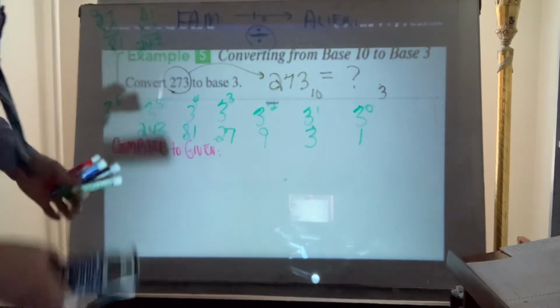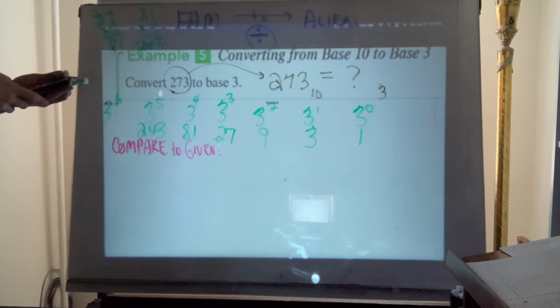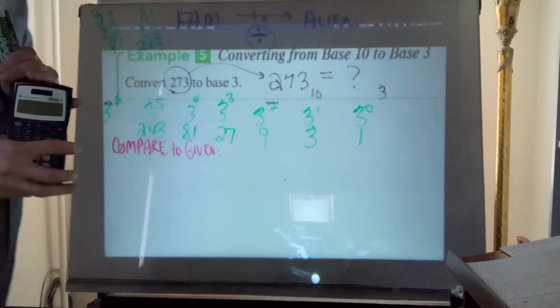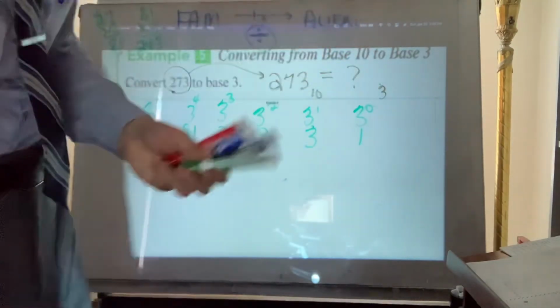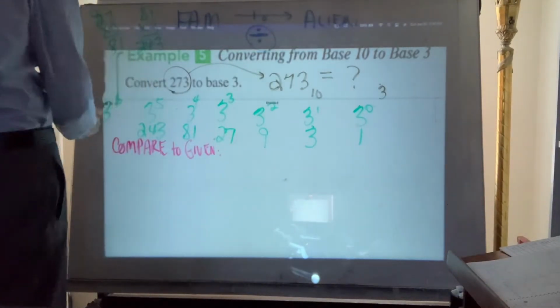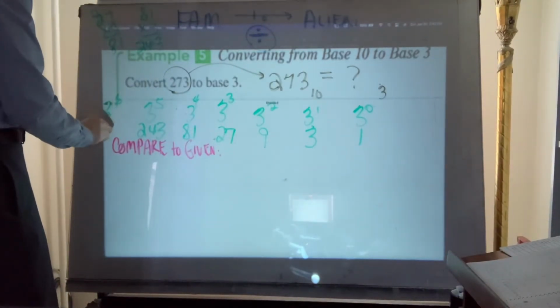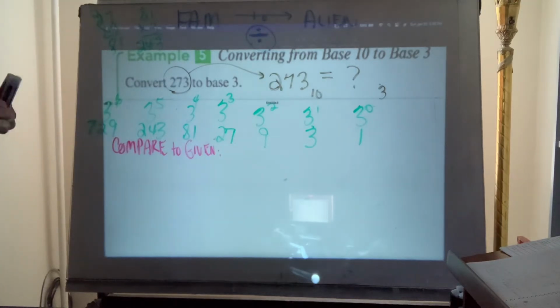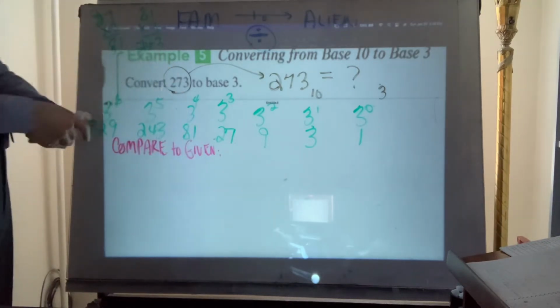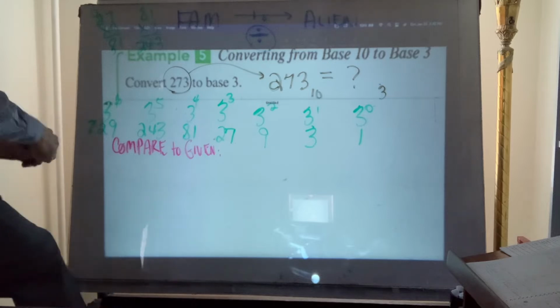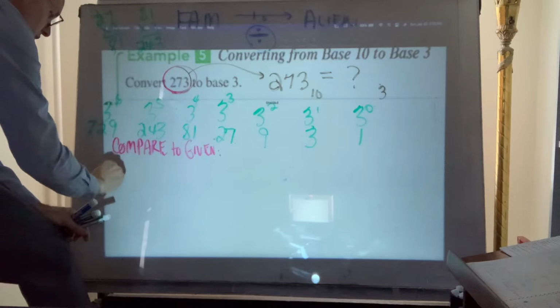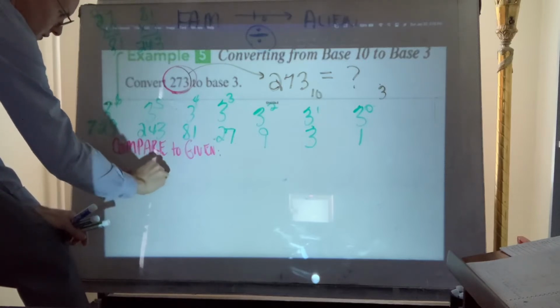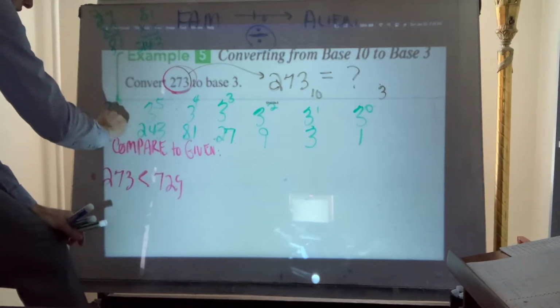So let's do 3 to the sixth. And you see, yeah, 729. You only need it for a frame of reference, really. Alright, so we're going to compare to the given value here, each of these. Given value of 273 is indeed less than 729, so for sure we're not using that one.